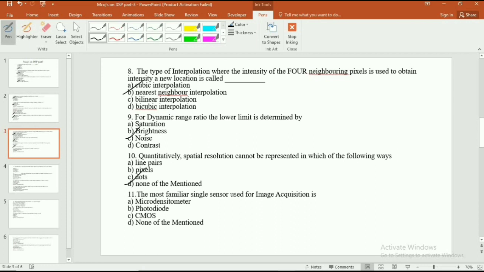Question number 11: the most familiar single sensor used for image acquisition is? Options: option number A microdensitometer, option number B photodiode, option number C CMOS, and option number D none of the mentioned. Answer is option number B, photodiode.